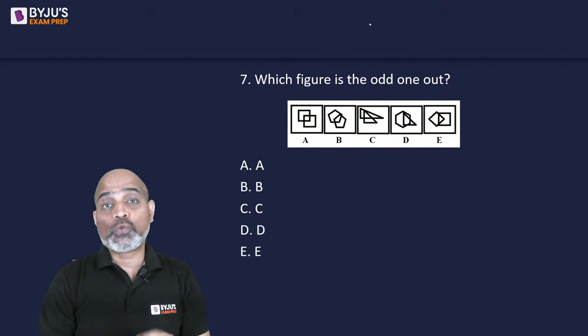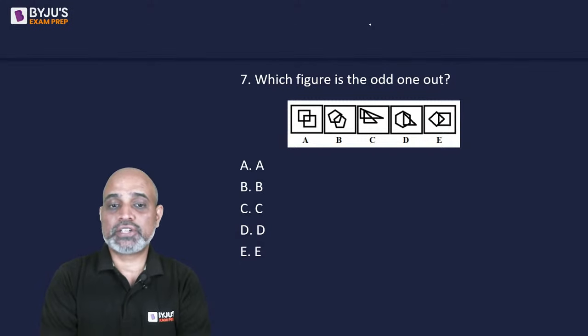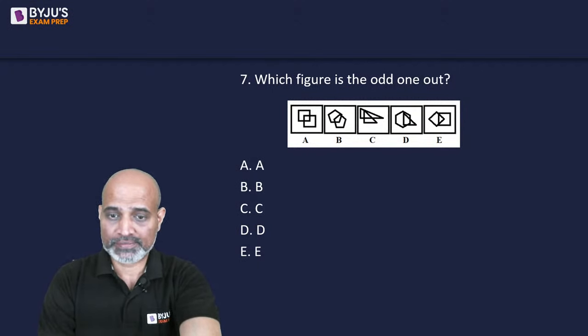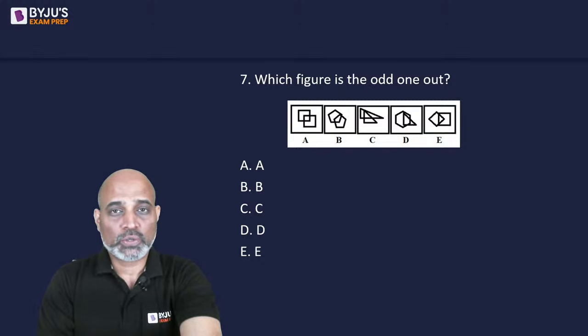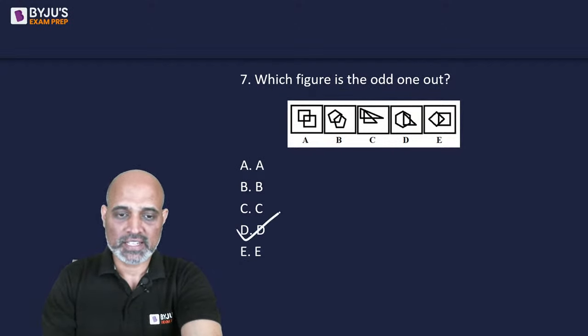Which figure is the odd one out? Which one is different from the rest? So you have got two squares and then you have got two pentagons, you have got two triangles, you have got something, something. This is also pretty simple. बच्चों वाला है, इतना टाइम मत लेना। प्लीज बी क्विक। Right. D is the answer.